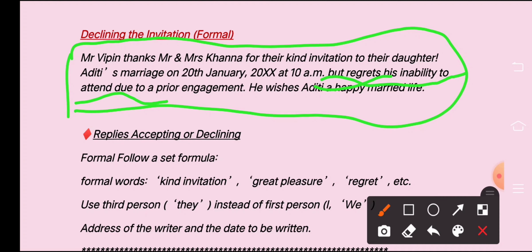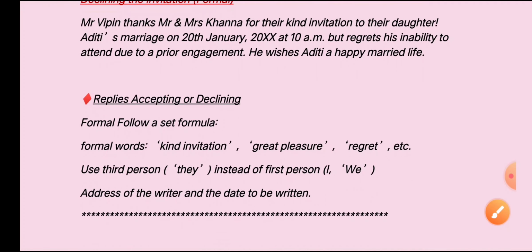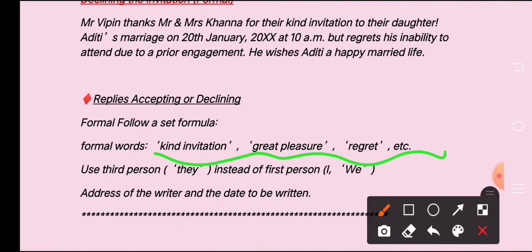After that he is giving his blessings also. So he wishes Aditi a happy married life. That's it. No name, no signature, no designation is required. So this is the style. Next, replies accepting or declining: these are some of the things you have to keep in mind, that formal replies follow a set formula. These formal replies use formal words like kind invitation, great pleasure, regret, etc. So these are the words you can use in your replies.